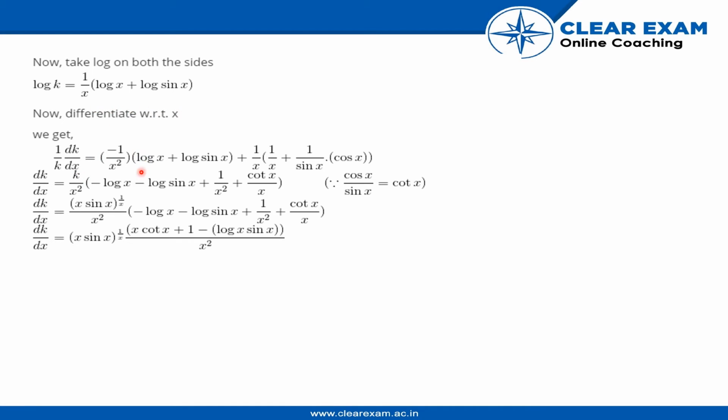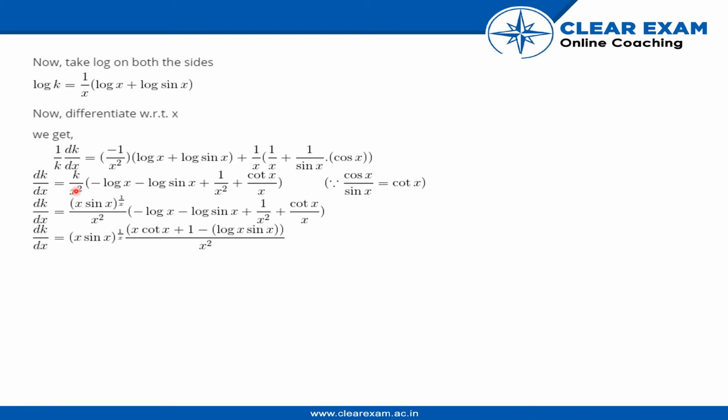We get (log x plus log sin x) constant, d/dx of 1/x is minus 1/x square, plus 1/x constant, and d/dx of (log x plus log sin x) is 1/x plus 1/sin x cos x.